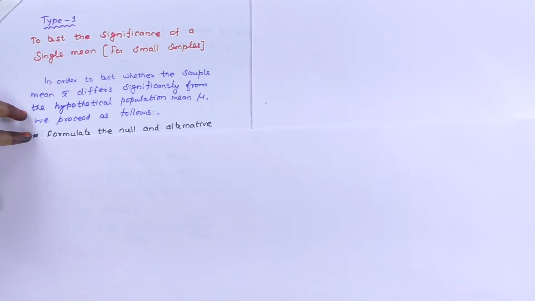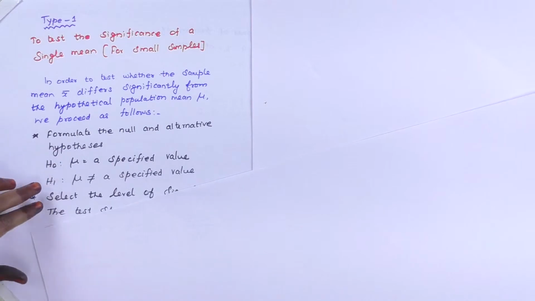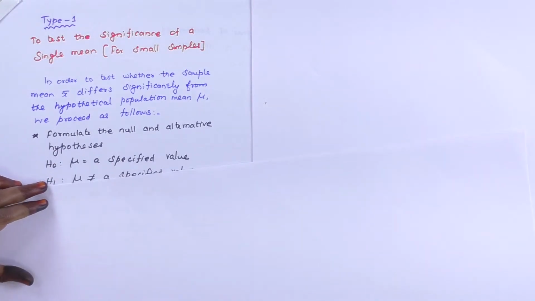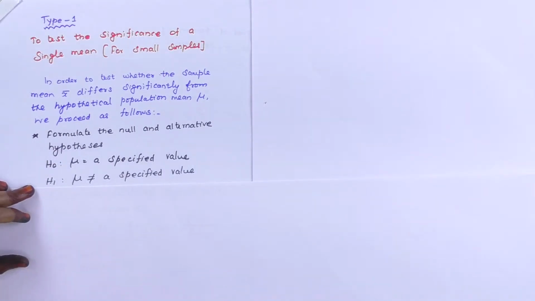As usual, first we formulate the null and alternative hypotheses, that is H naught: mu is equal to a specified value, and we set up the alternative hypothesis H1: mu is not equal to a specified value. Next we choose the level of significance. Obviously we choose the 5% level.